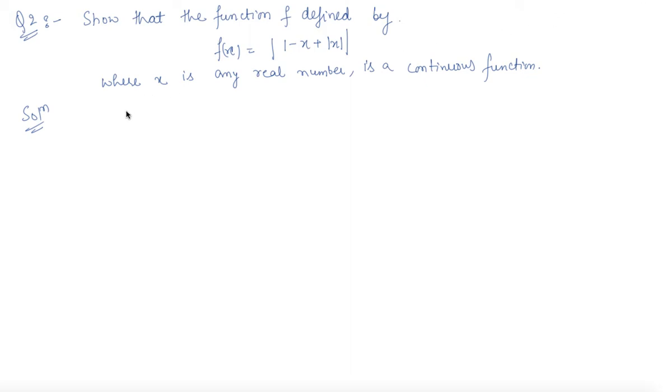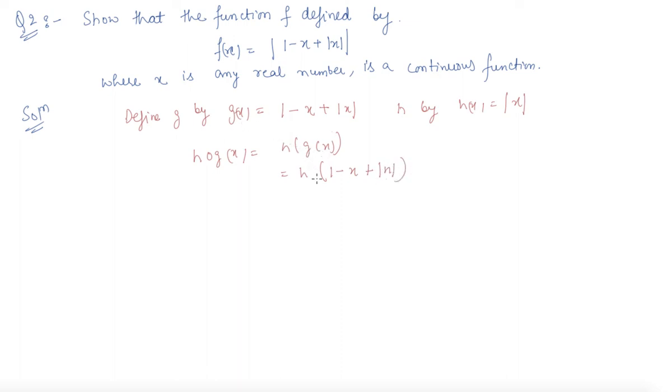I will start by defining g(x) as what is given to us inside, and h(x) as mod of x. So I can say that h of g of x is mod of (1 minus x) plus mod of x, since I have put the value of g(x) inside the h function. As we know that this function is continuous and this function is also continuous, hence the composite function h of g of x is a continuous function.